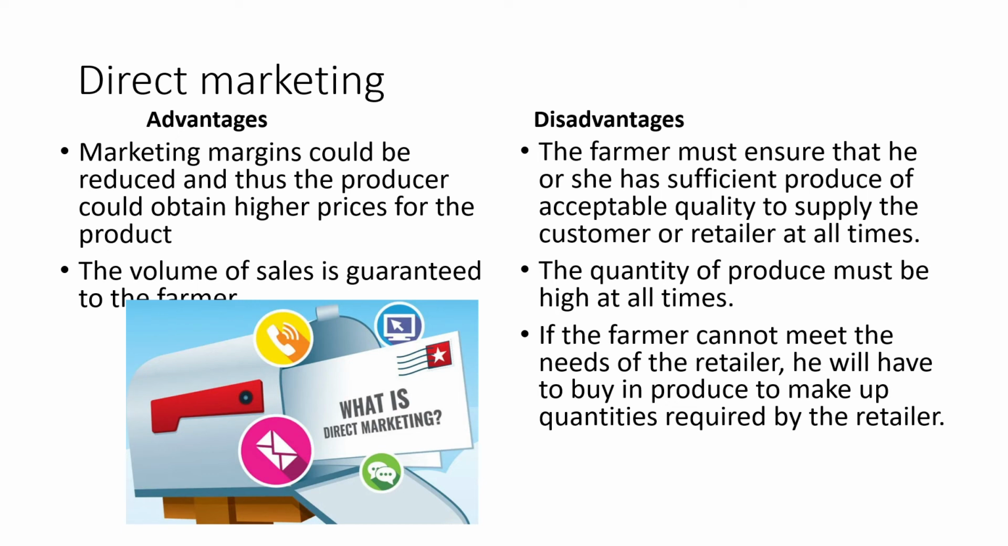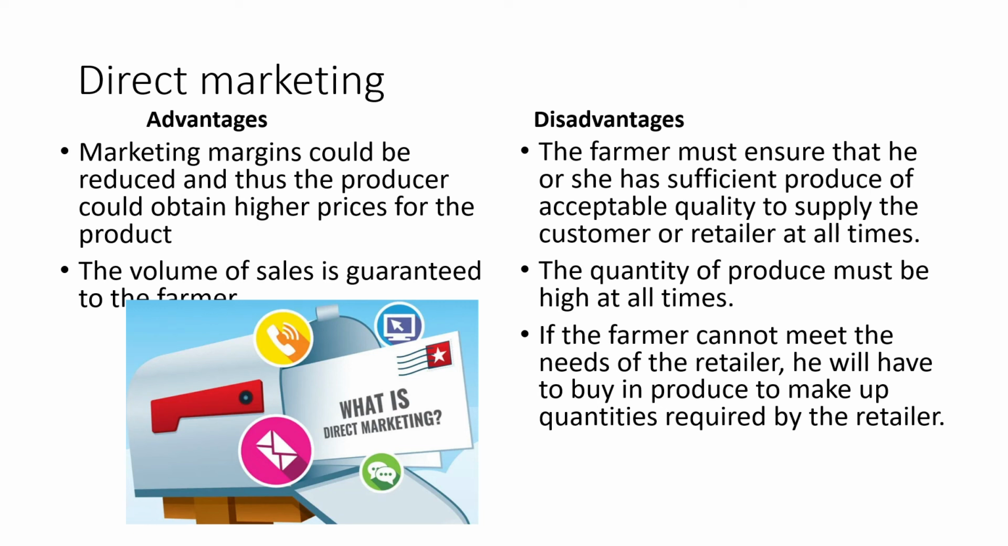The disadvantage is though, the farmer must ensure that he or she has sufficient produce of acceptable quality to supply to the customer or retailer at all times. So unfortunately, if there is a high demand, say the advertisement works, and now this person on Facebook or wherever sees the advertisement of tomatoes on sale, and he loves the idea of all these tomatoes so much, he orders 100 tomatoes, but the farmer only has 50 available. So that unfortunately can backfire on the farmer if the demand increases more than what he has to supply. Most customers don't like waiting. So because they want 50 more, they go to a different retailer or a different farmer maybe.